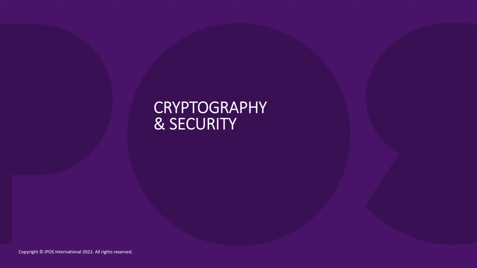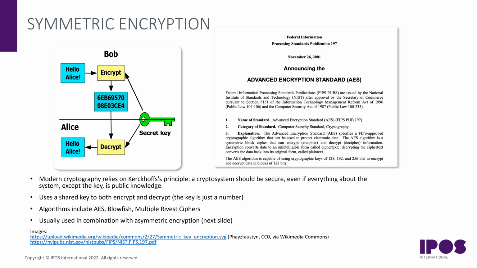And finally, in this part, I'll be talking about some modern cryptographic methods and their applications. Modern cryptography relies on Kirchhoff's principle, which says that a crypto system should be secure even if everything about the system, except the key, is public knowledge. Symmetric encryption is a subset of cryptography algorithms, and symmetric encryption algorithms encrypt and decrypt data using a shared secret key.